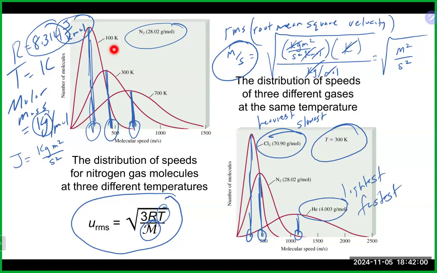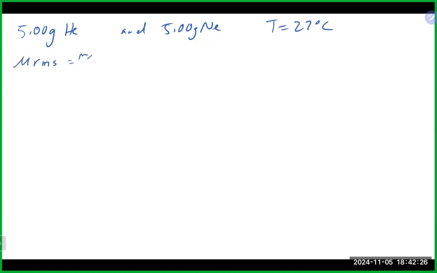Any questions on that? So why don't we try one here? Let's try the 5 grams of helium and the 5 grams of neon we did in that last problem, the partial pressure problem, at a temperature of 27 degrees Celsius. What is the root mean square velocity in meters per second for each of them? So give it a calculation there. A reminder again, helium is 4.003, and our neon was 20.18 in this case here.